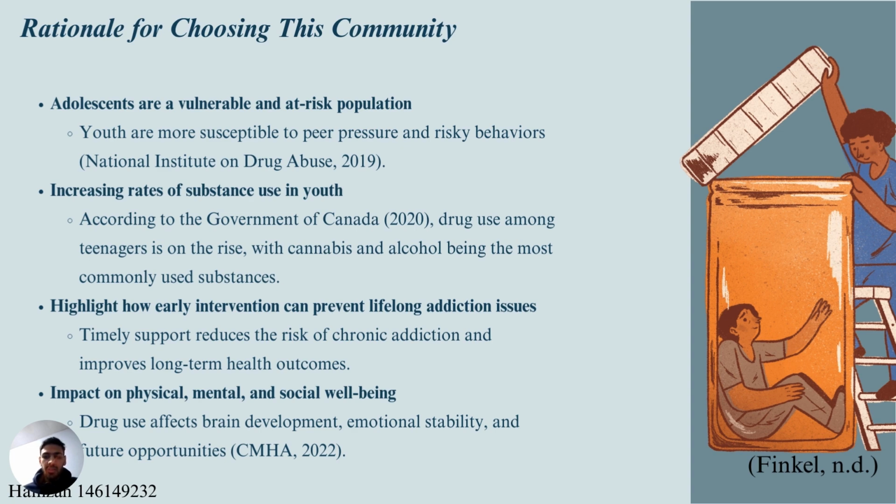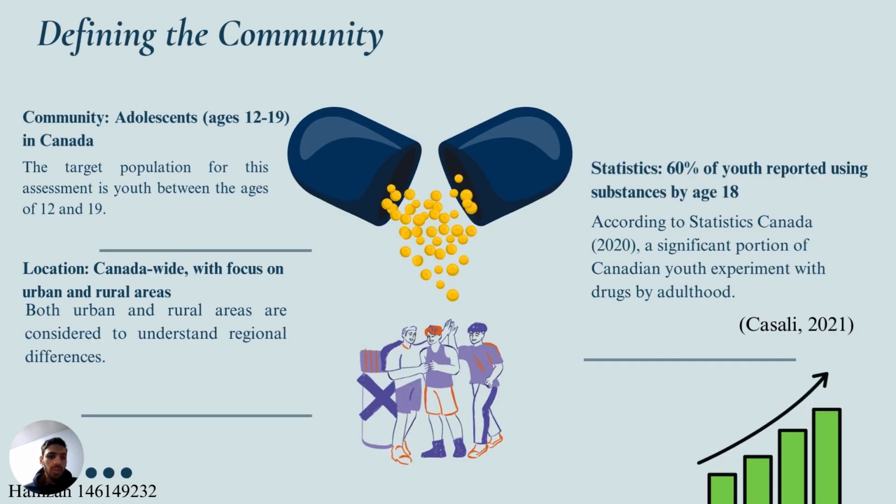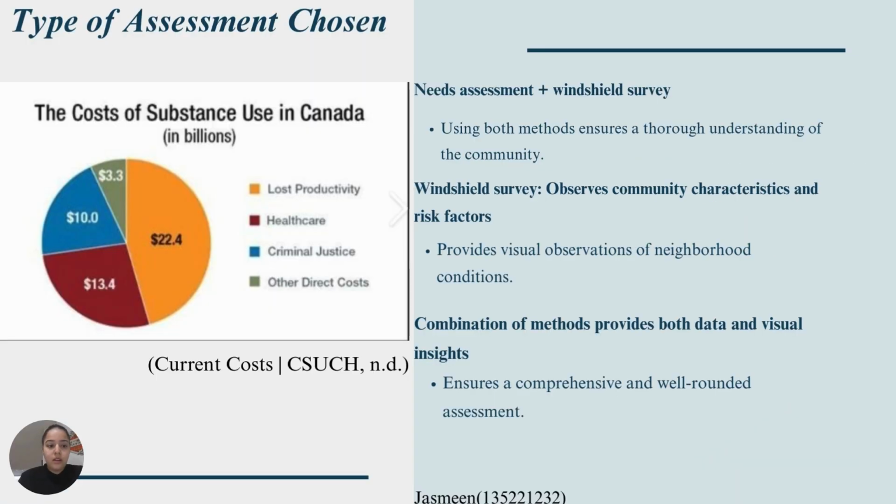The next slide is defining the community. In defining the community, the age group we are choosing is adolescents, 12 to 19, and the location is all across Canada. Both urban and rural areas are considered to understand regional differences. And according to statistics on youth, 60 percent reported substance use below the age of 20.